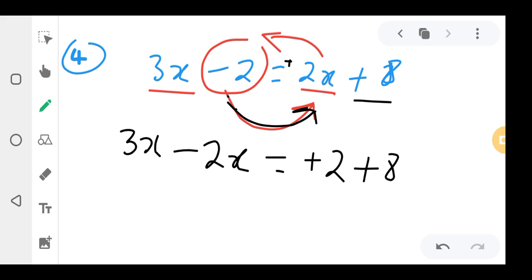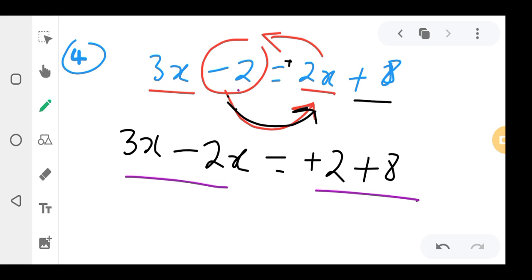Have you seen how they have solved it? You group the x's together and also the numbers together. Have you seen the x's are put on this side and the numbers on the other side? So 2x, when it is positive 2x and it crosses, it becomes negative 2x.